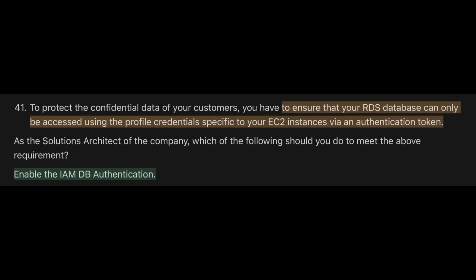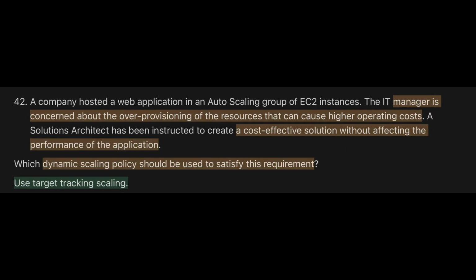And so what we can do to ensure that our RDS database can only be accessed using the profile credentials specific to your EC2 instances via an authentication token, you could enable the IAM database authentication. And now let's say an IT manager is concerned about the over-provisioning of resources that can cause higher operating costs. And a cost-effective solution without affecting the performance of the application is to use a target tracking scaling dynamic scaling policy.